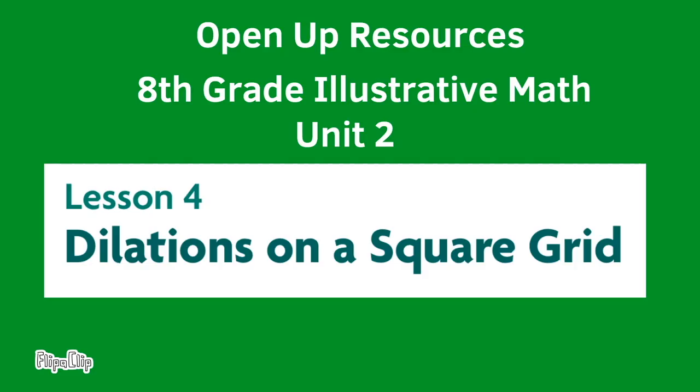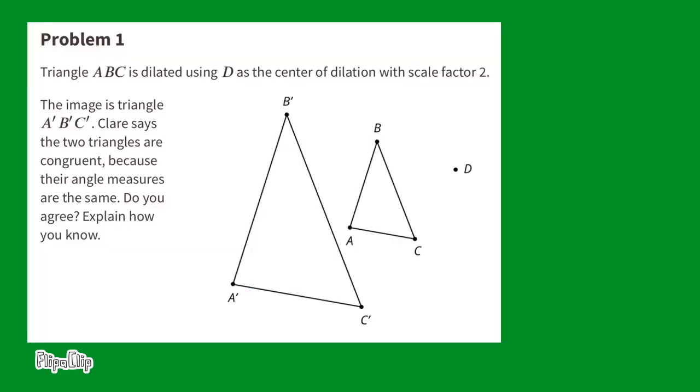Open up resources. 8th grade illustrative math. Unit 2, lesson 4. Dilations on a square grid. Problem number 1. Triangle ABC is dilated using D as the center of dilation with scale factor 2. The image is triangle A', B', C'. Claire says the two triangles are congruent because their angle measures are the same. Do you agree? Explain how you know.